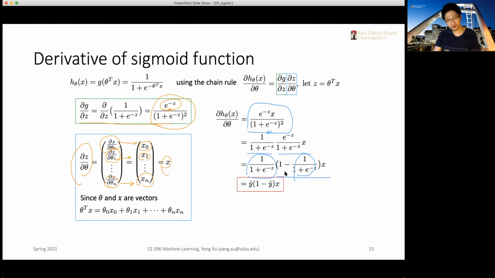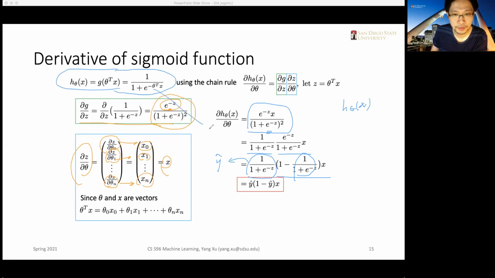So now we need to keep in mind that this is just the y hat, right? Because h theta of x is right here, right? We are actually using the definition of h theta of x, right?